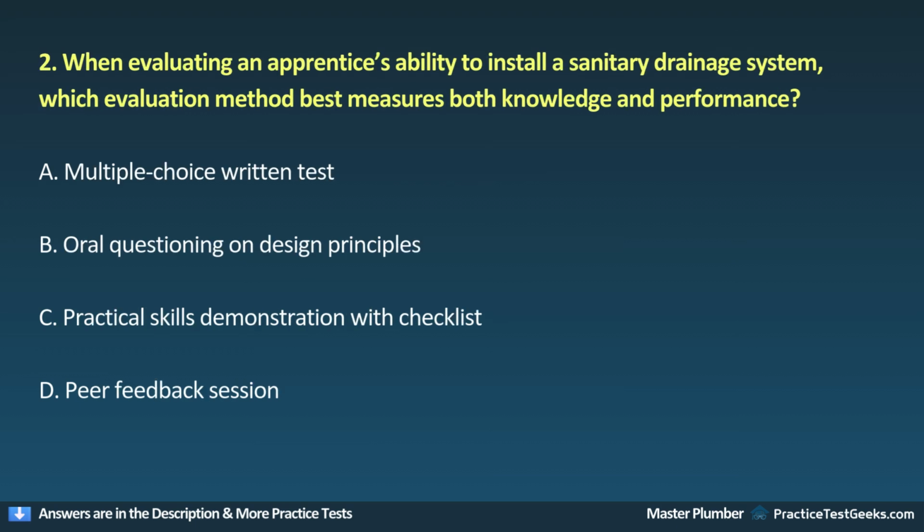2. When evaluating an apprentice's ability to install a sanitary drainage system, which evaluation method best measures both knowledge and performance? A. Multiple choice written test. B. Oral questioning on design principles. C. Practical skills demonstration with checklist. D. Peer feedback session.